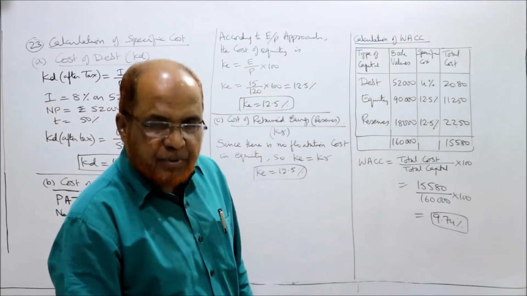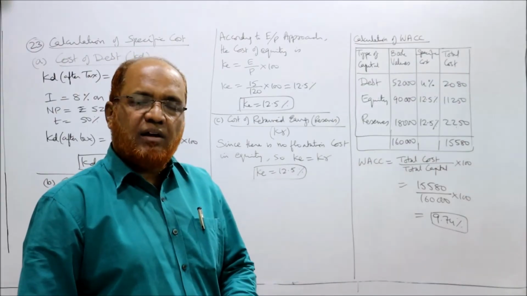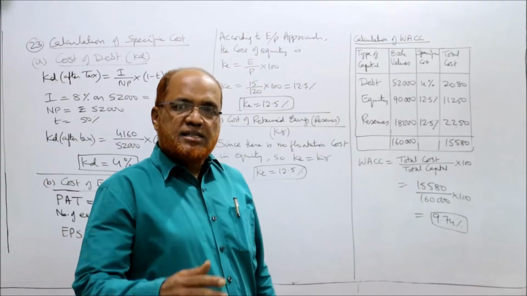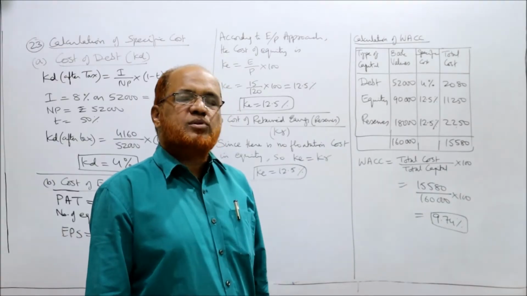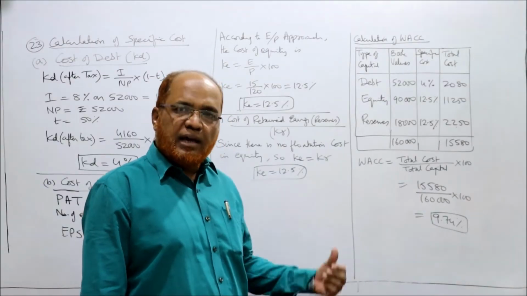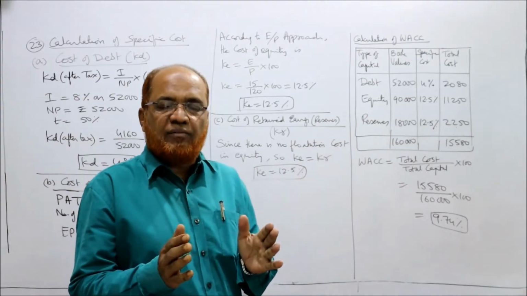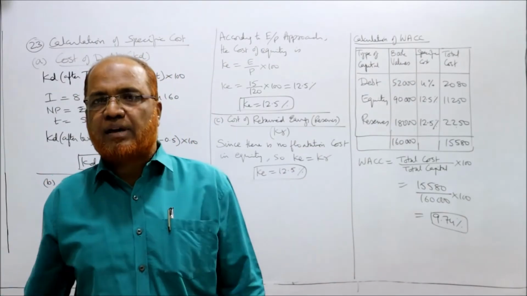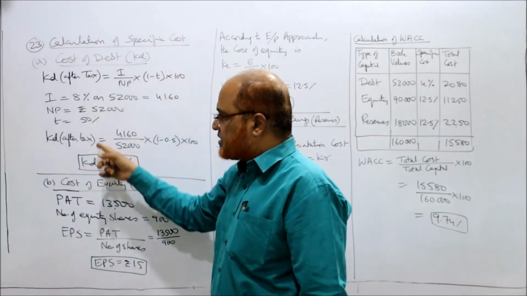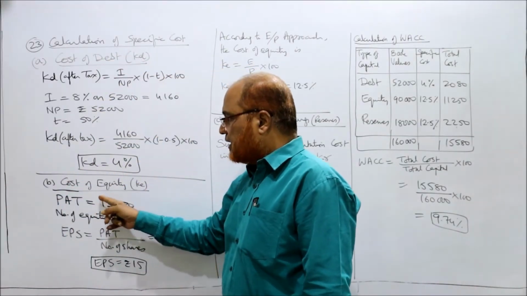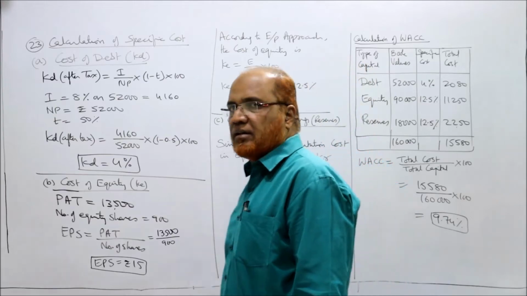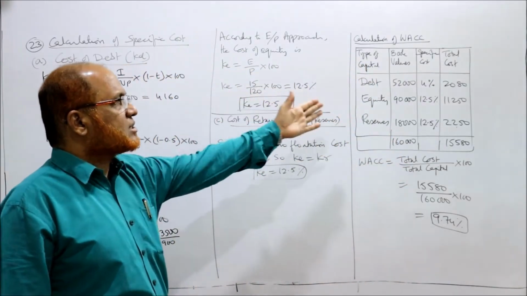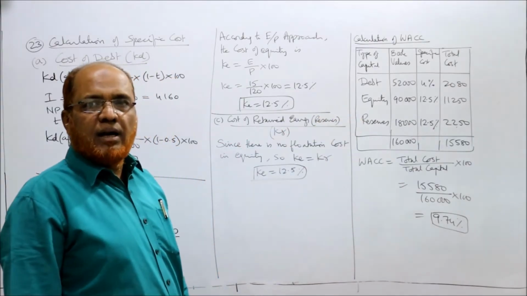See, previous problems जो किए थे, in the beginning we have done the problems only on specific cost. Secondly, we have done the problems on calculating WACC. लेकिन अब जो problem करें, both we have calculated. पहले specific cost मालूम करें KD, KE and KR. Then we have calculated WACC. Without specific cost, we cannot get to the WACC.